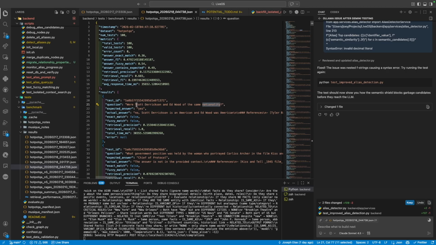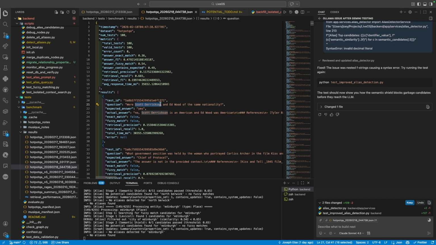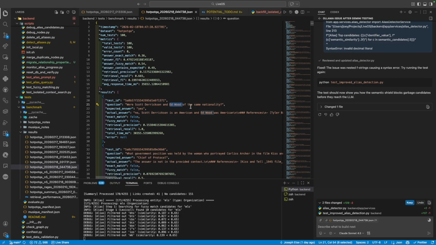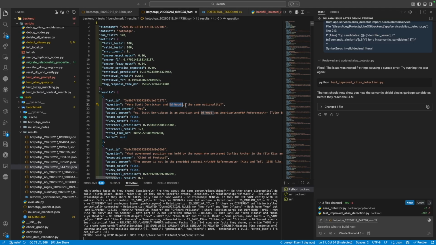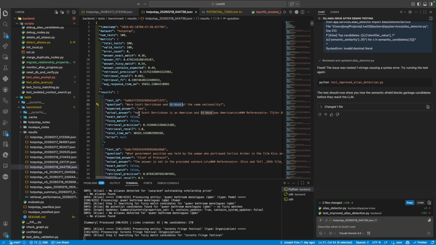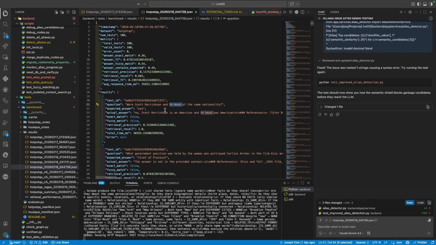So first, I have to find out who is Scott Derrickson, right? Then I have to find out who is Edward. And then I have to find out what is the nationality of Scott Derrickson, and then what is the nationality of Ed Wood. Then finally, do the nationalities match? Then I know whether they were of the same nationality, and I can answer yes or no. So that's basically part of the updates that I've done to the retrieval and chat system.